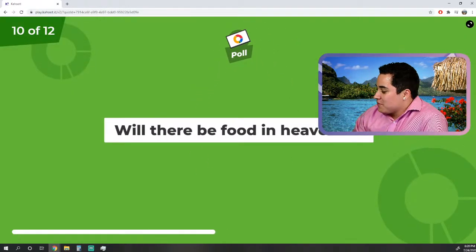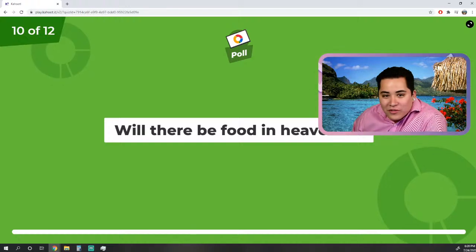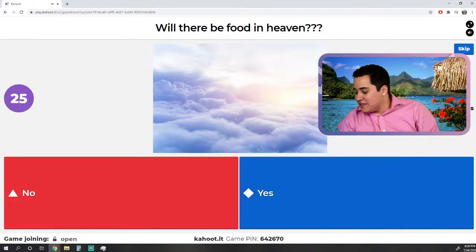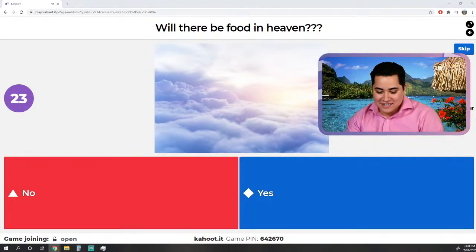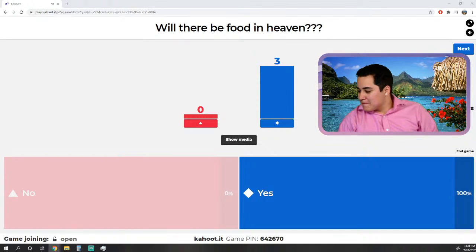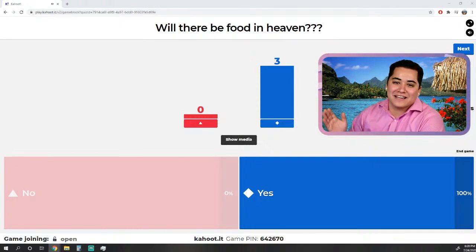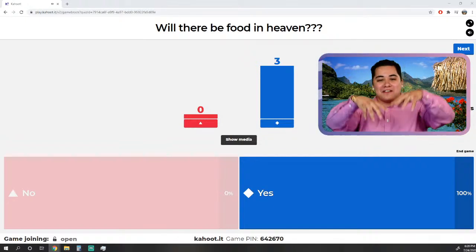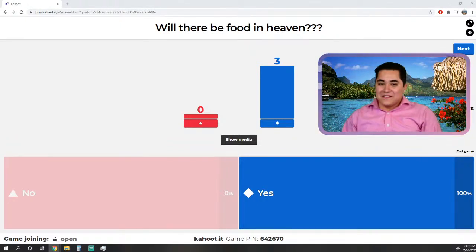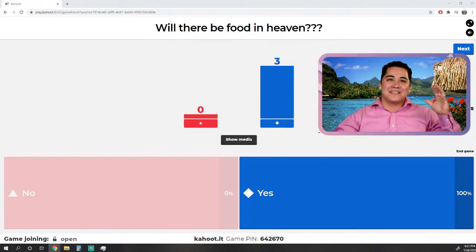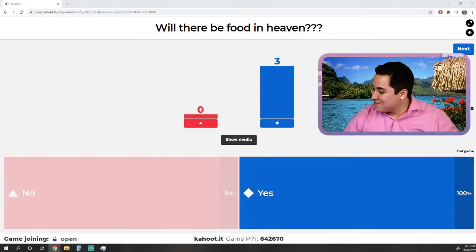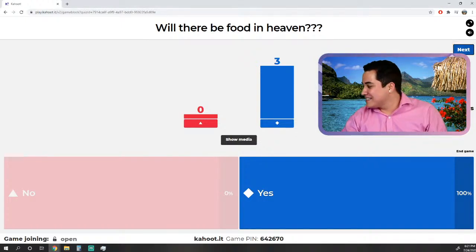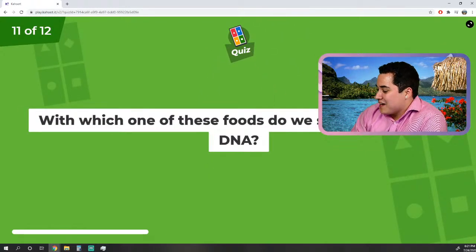Question 10 of 12, not worth any points. Will there be food in heaven? What do you think? No or yes? Yep, absolutely. That is correct. The Bible talks in Revelation about how there is a tree of life with different fruit. And even apart from that, I just have a hard time believing that God wouldn't have all these wonderful, delicious things in heaven. Probably not $12,000 pizzas. But, yeah, absolutely, there will be food in heaven.